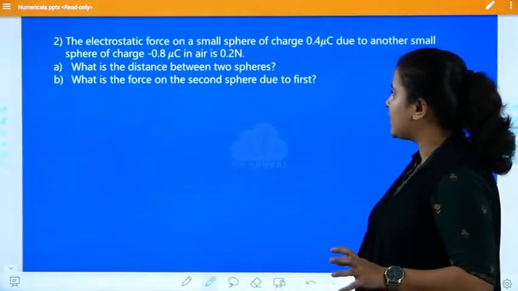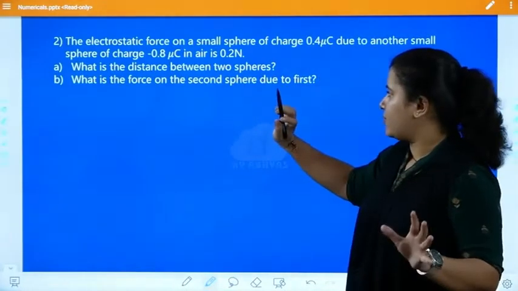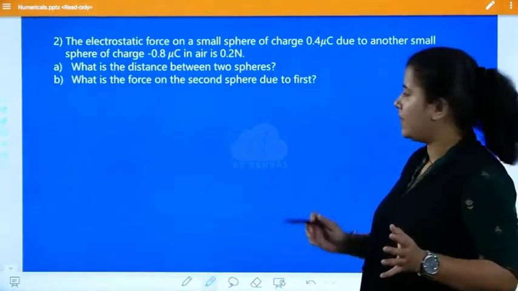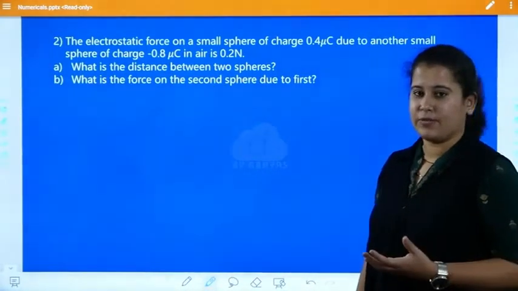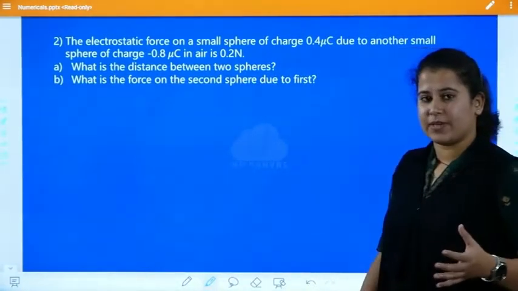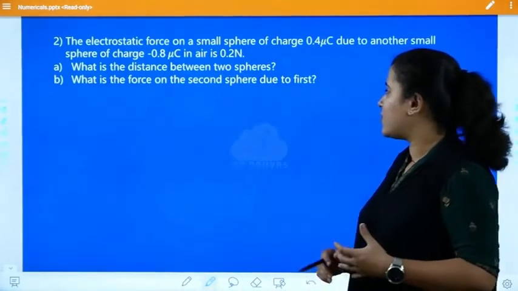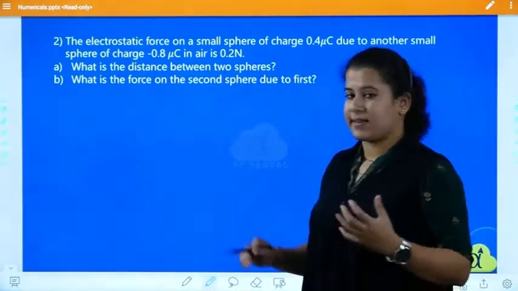So what they have given me is the force, which is 0.2 Newton, and the charge, that is Q1 equal to 0.4 microcoulomb, and also the second charge value, which is minus 0.8 microcoulomb. So what do I have to find out? What is the distance between the two spheres? I have to find the distance, that is r square, and also what is the force on the second sphere due to the first.